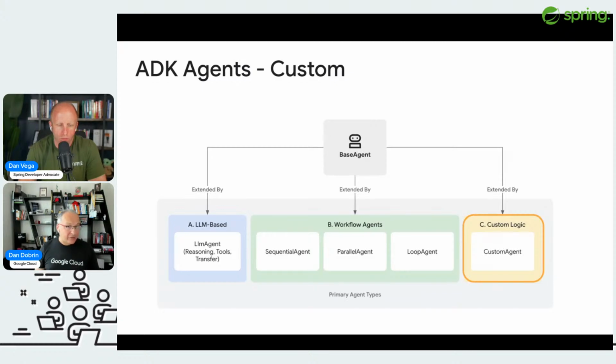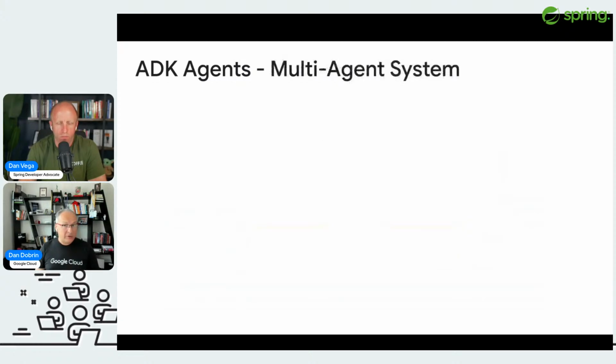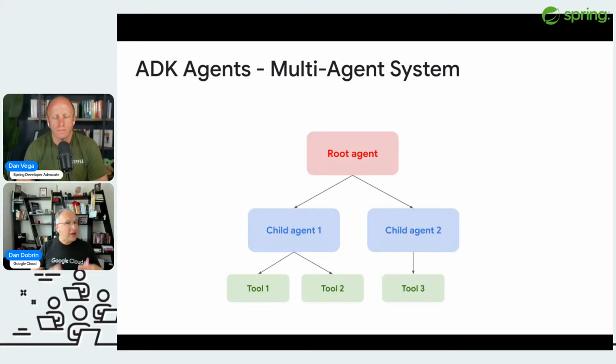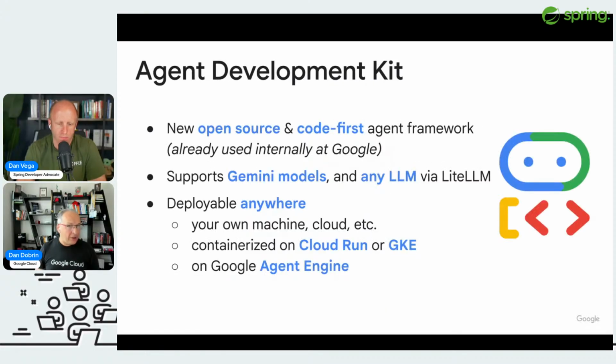So ADK as a framework, which is available in Java, it is not in GA, it's at version 0.1, it was launched during Google I/O. It has this idea that you can define a root agent, and it might have a number of child agents and tools which could help you build your agentic flow. And it is open source.